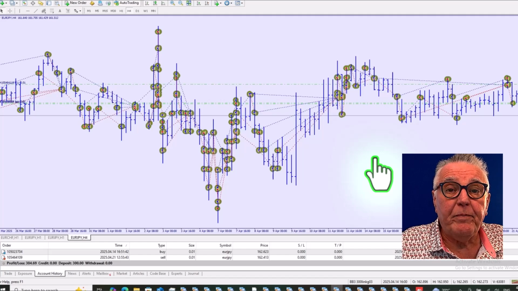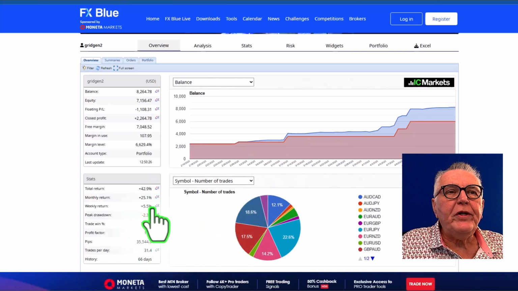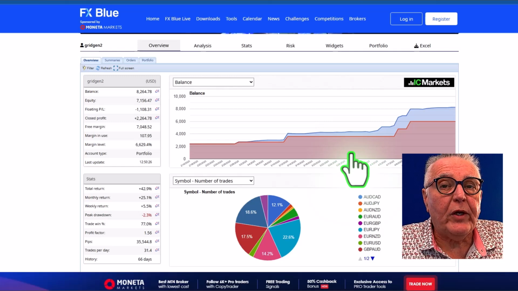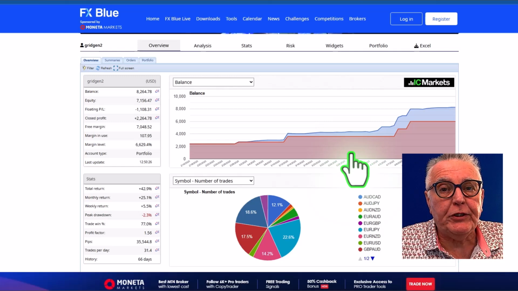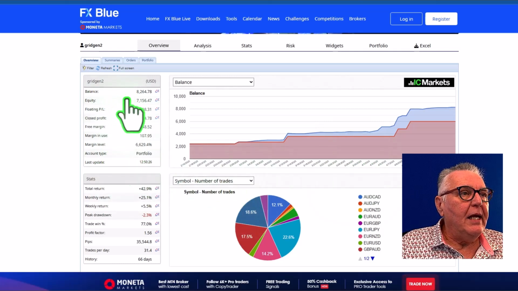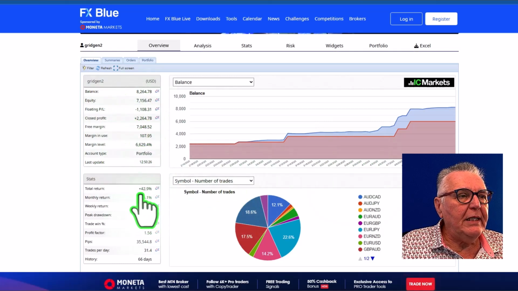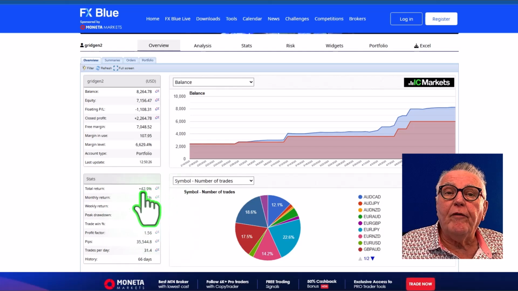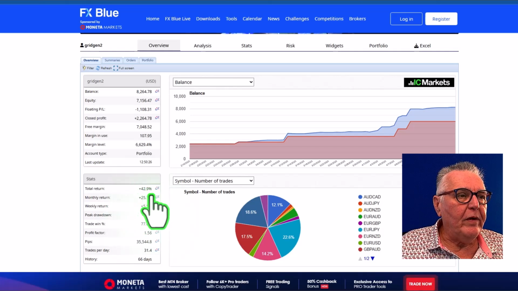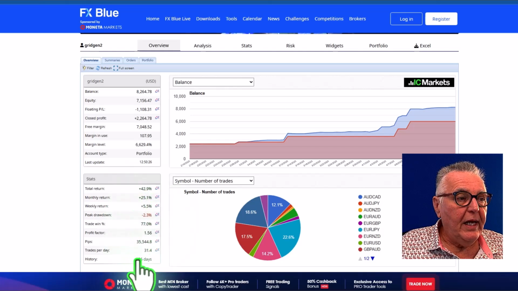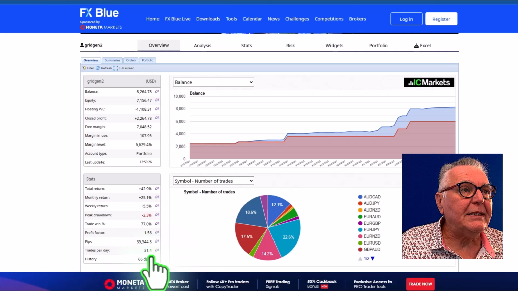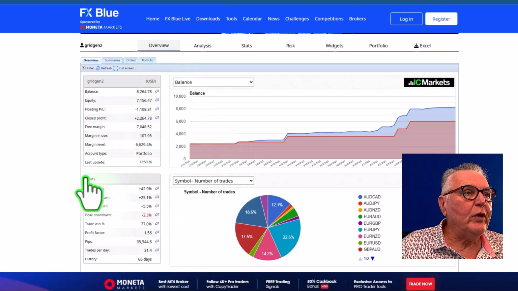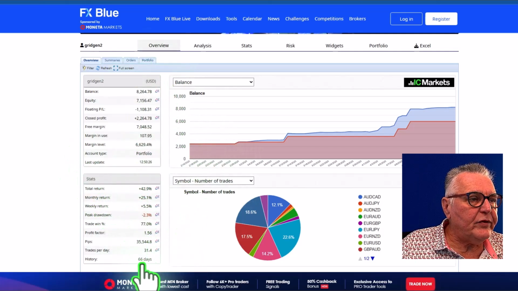a 900 pip trend. So on your screen, you can see a portfolio that we created of 20 grid trading robots, and there you can see the results. The 20 in total have created a return of 40%. Fantastic, robust EA, if over 20 robots it can produce those kind of results. It has been trading for 66 days. And let's have a look at the portfolio. What else is interesting here?